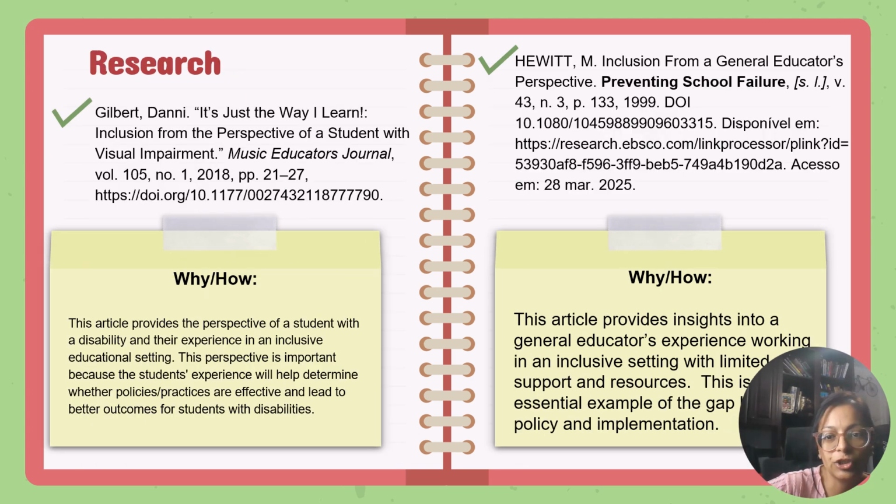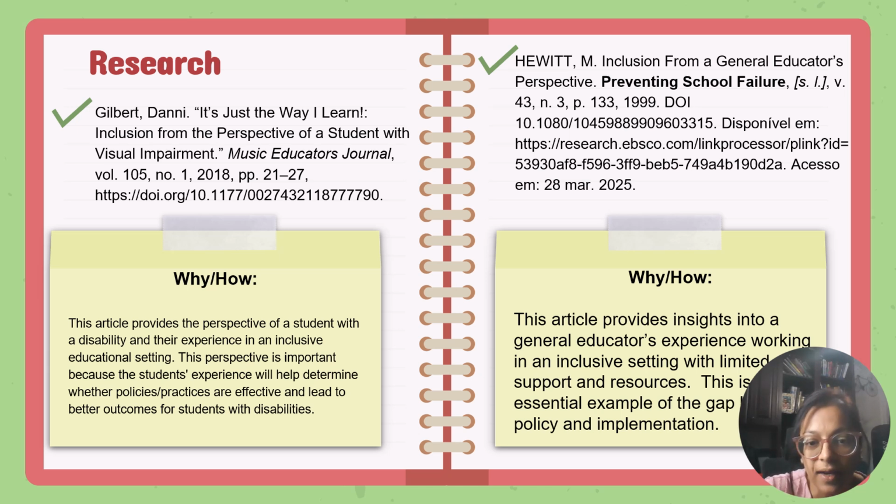My own research, the first article is called It's Just the Way I Learn, Inclusion from the Perspective of a Student with Visual Impairment. Since Erin specializes in children with visual impairments, I thought it was important to get some perspective from a student with that same disability and how inclusive practices have benefited their learning and education.